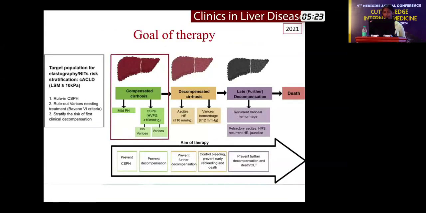So what are the goals of therapy? Again, I'm coming back to the same slides. Liver cirrhosis is a continuum of illness going on from compensated cirrhosis to death. So we are looking at this group of compensated cirrhosis. What is the goal of therapy here? First goal would be to prevent CSPH. How can I prevent CSPH? Once it is here, how do I prevent this patient from developing the first decompensation?